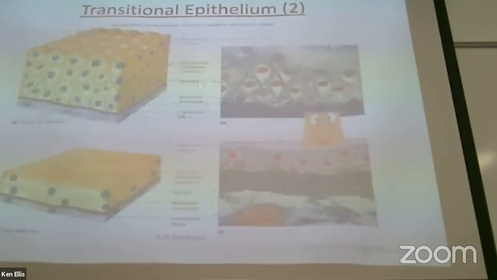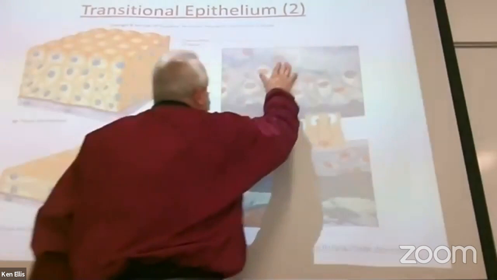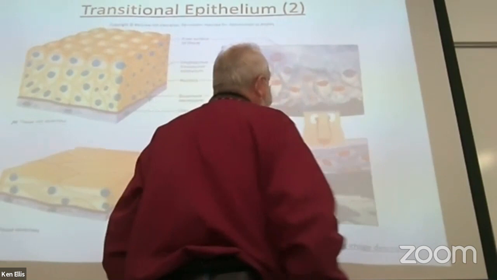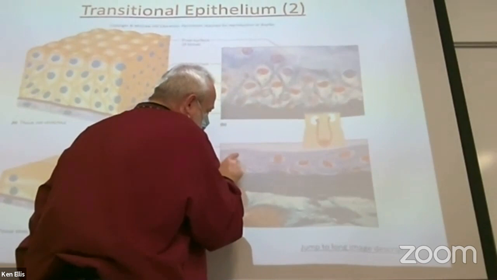Now, take it over here. Look how thick this is. Look how thin this is. This is distended when it's all the way full. This is when it's not full at all and there's no distension. Notice how the cell shape and the number of cells getting down changes. Do y'all see that there?